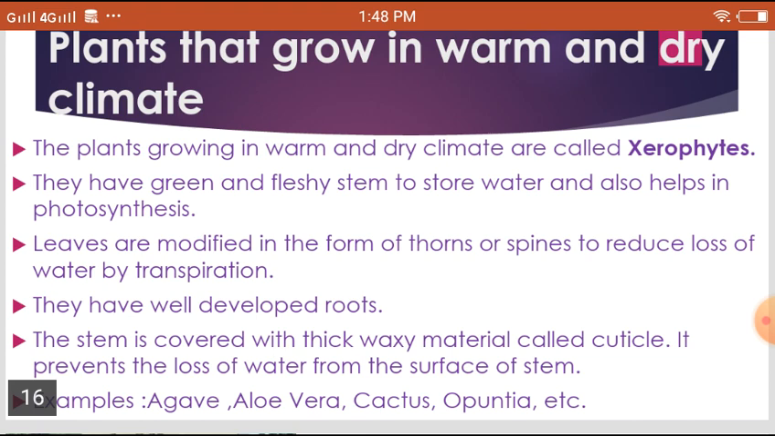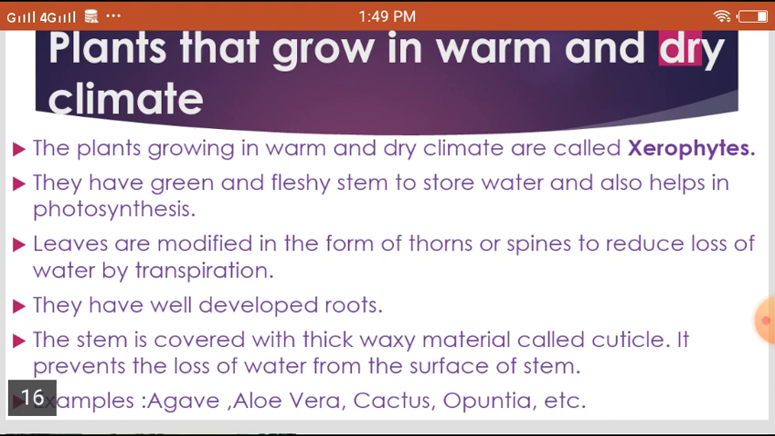Now the next type is the plants that grow in warm and dry climate. Generally, the deserts have warm and dry climates. These types of plants growing in warm and dry climate are called xerophytes. The xerophytes also have some features which we are going to discuss now. They have a green and fleshy stem to store water and also help in photosynthesis. The leaves of these plants are modified in the form of thorns or spines. This helps to reduce water loss by the process of transpiration.